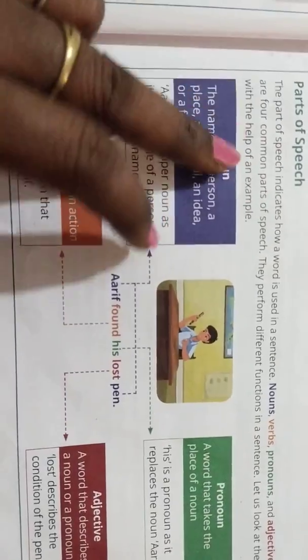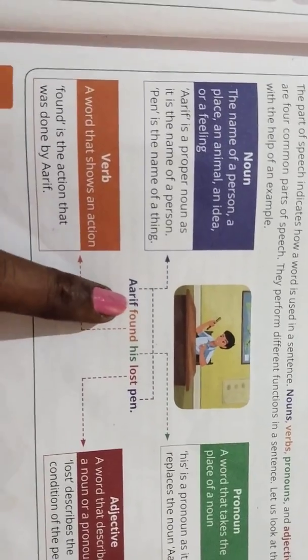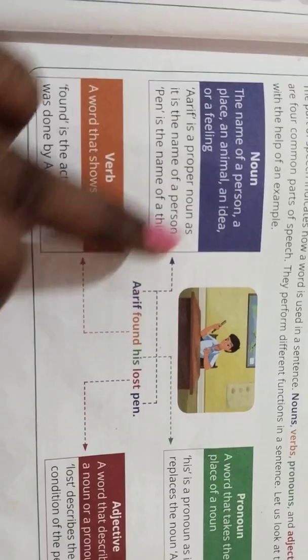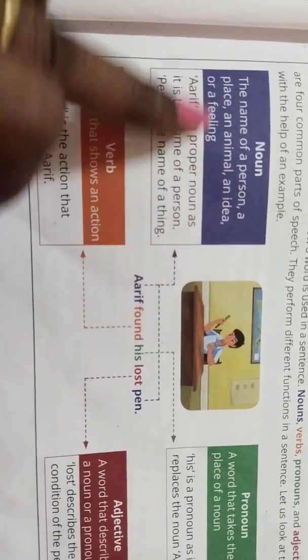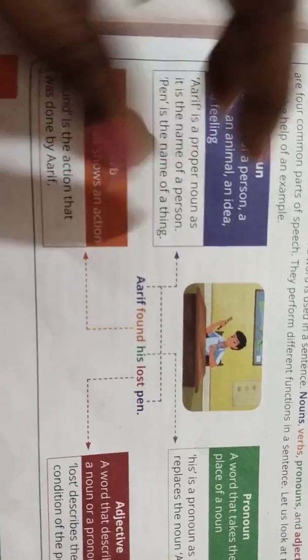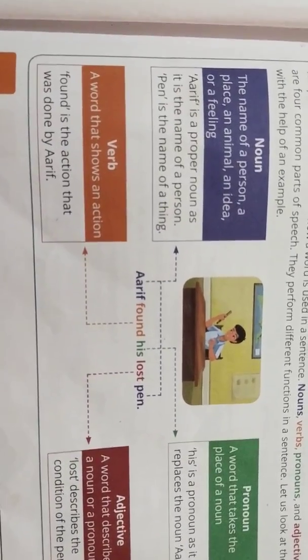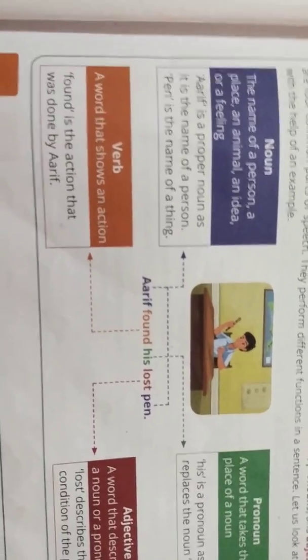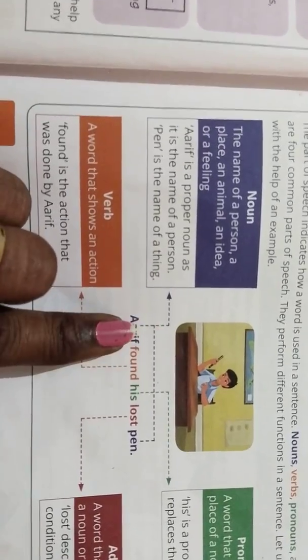Let us look at them with the help of an example. So here is an example given for you. Arif found his lost pen. So we all know that a noun is the name of a person, a place, an animal, an idea or a feeling. So here Arif is a noun, it's the name of a person.